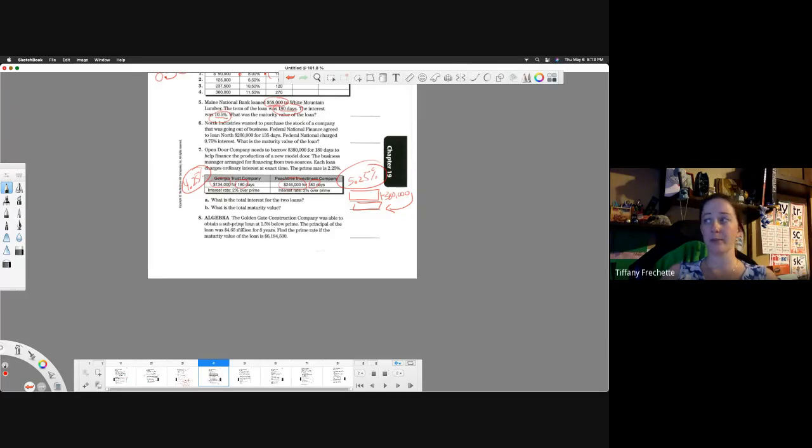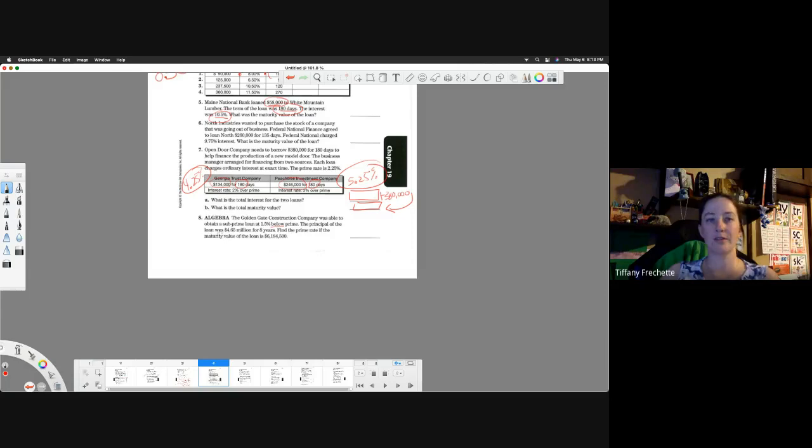So subprime means below prime, sub. That's the wording there. The prefix means below. And they even give you another word here, below prime. So subprime loan at 1.5% below prime. They're really letting you know it's below the prime interest rate.